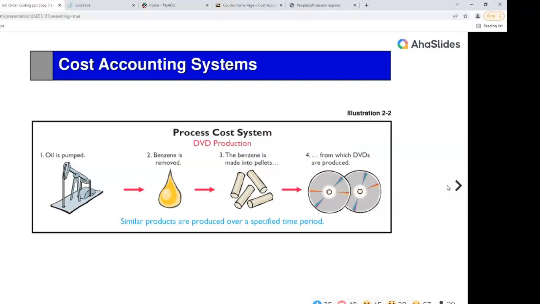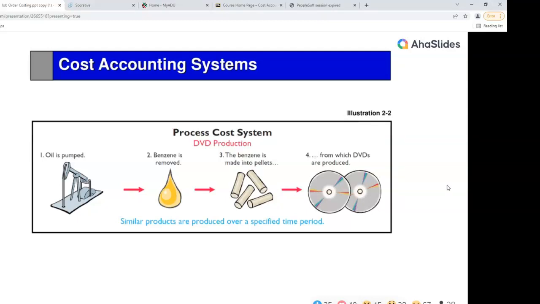And here's an example, and I use oil. The whole process to produce DVD discs follows this same pattern. The benzene is removed, that's part of the process, so the cost of removing that, the cost of developing the pellets and smashing those pellets, and then the cost of pressing them into CD discs. Each CD disc has the same amount of material, the same amount of content. So I would accumulate for the week the whole cost of production for that week and divide it through by that number of discs. Any question?